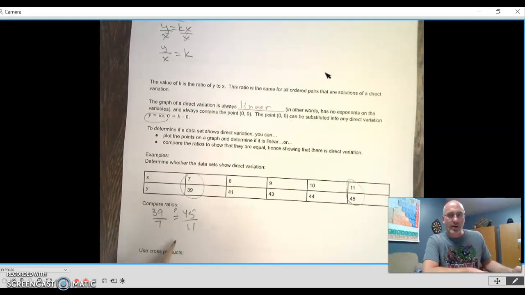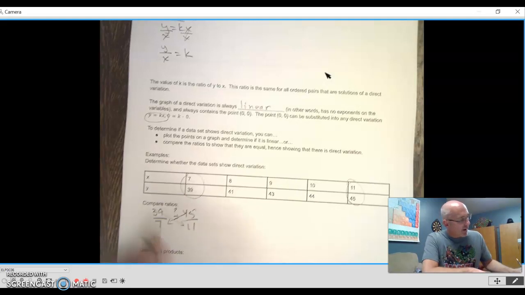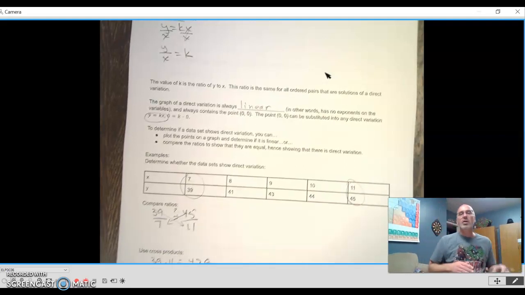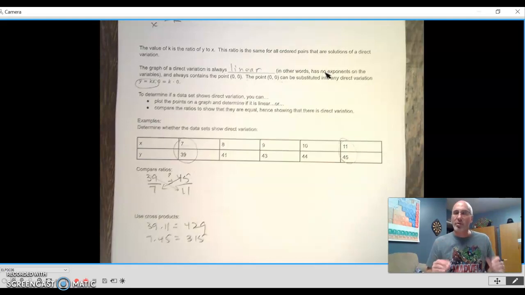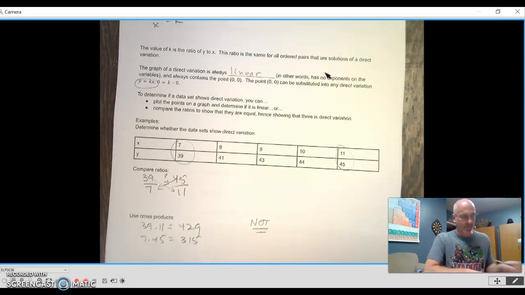So you could do it one of two ways. You could use your calculator and try to figure out the decimals here. Or you could cross multiply. So I am going to try that method here. So 39 times 11, and I already figured that one out for us, is 429. And then I have 7 times 45, and that equals 315. And we know that when we have a ratio, the cross products must be equal. So we found that they're not equal, therefore this is not direct variation.